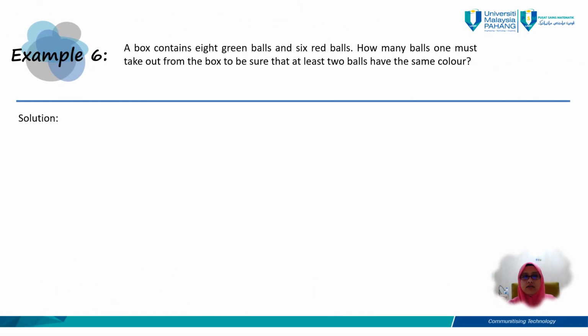Okay, so now example number 6. A box contains 8 green balls and 6 red balls. How many balls must one take out from the box to be sure that at least 2 balls have the same color? We have red and also green balls. That means this will be our K. And then we are going to find the minimum number N, where at least 2 balls have the same color. That means M is equal to 2, and we are going to find the value of N.